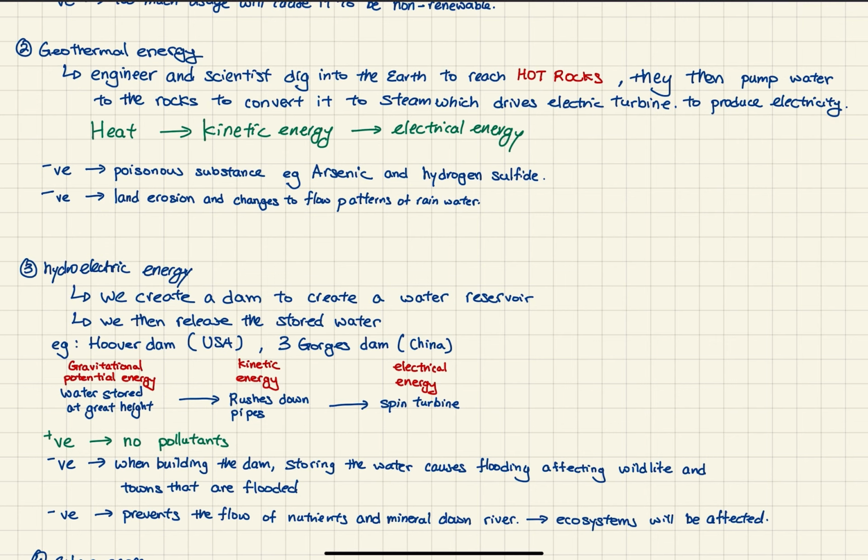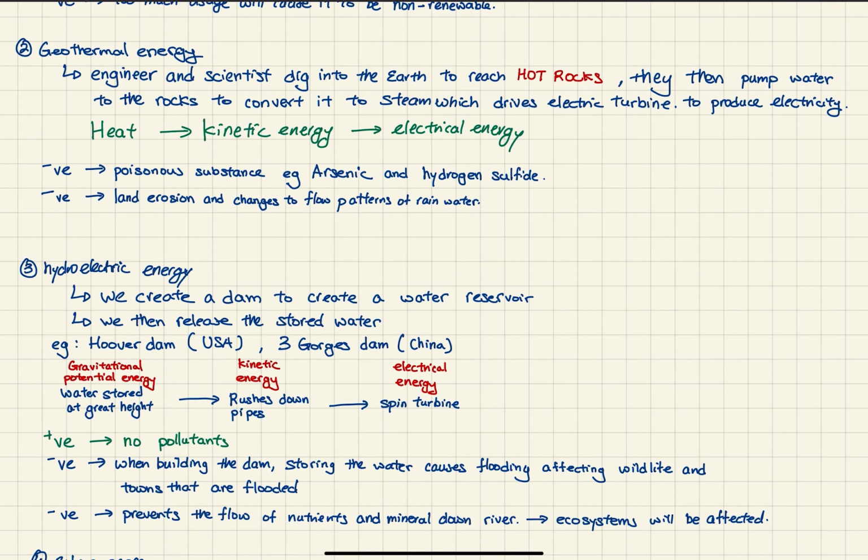So when I pour my water into the rocks, heat energy is converted to kinetic energy, because steam has very high velocity. Then it spins the turbine to produce electrical energy.